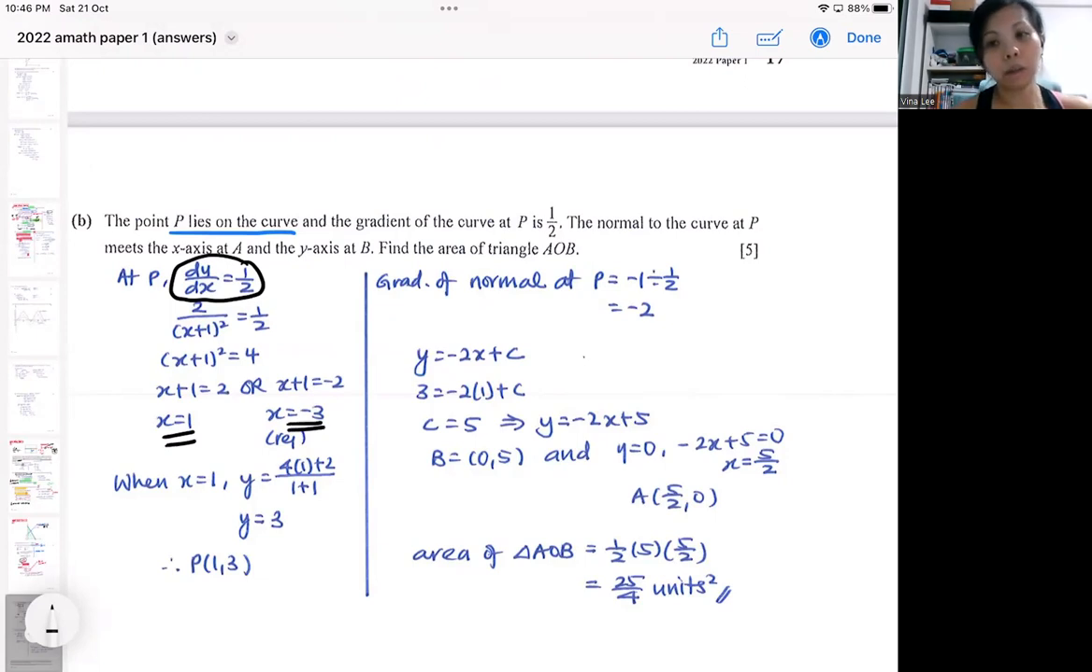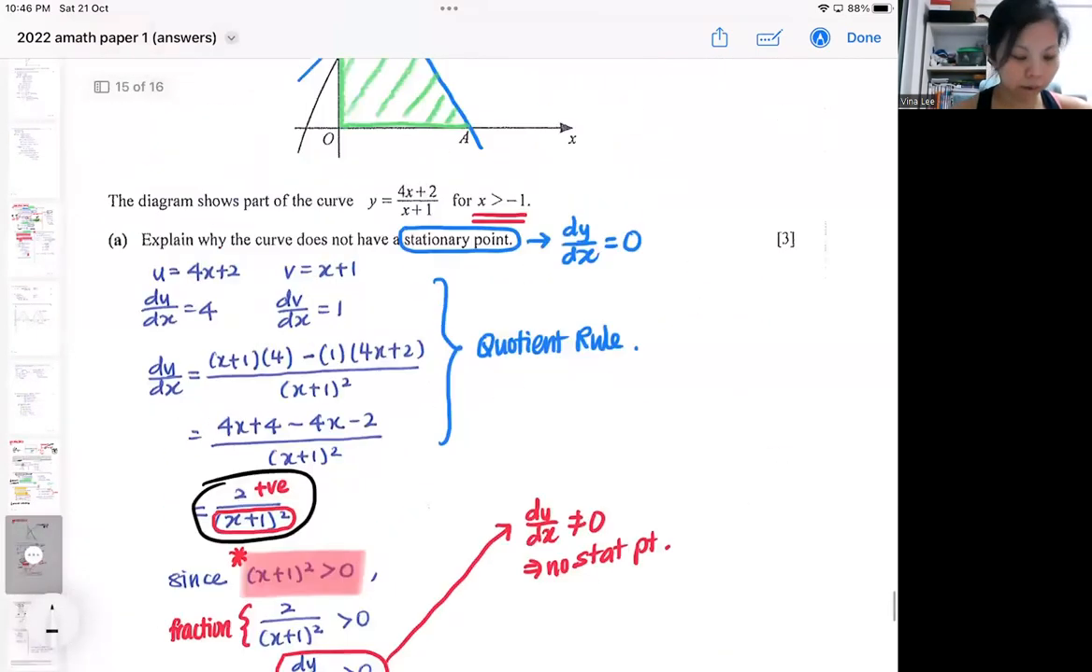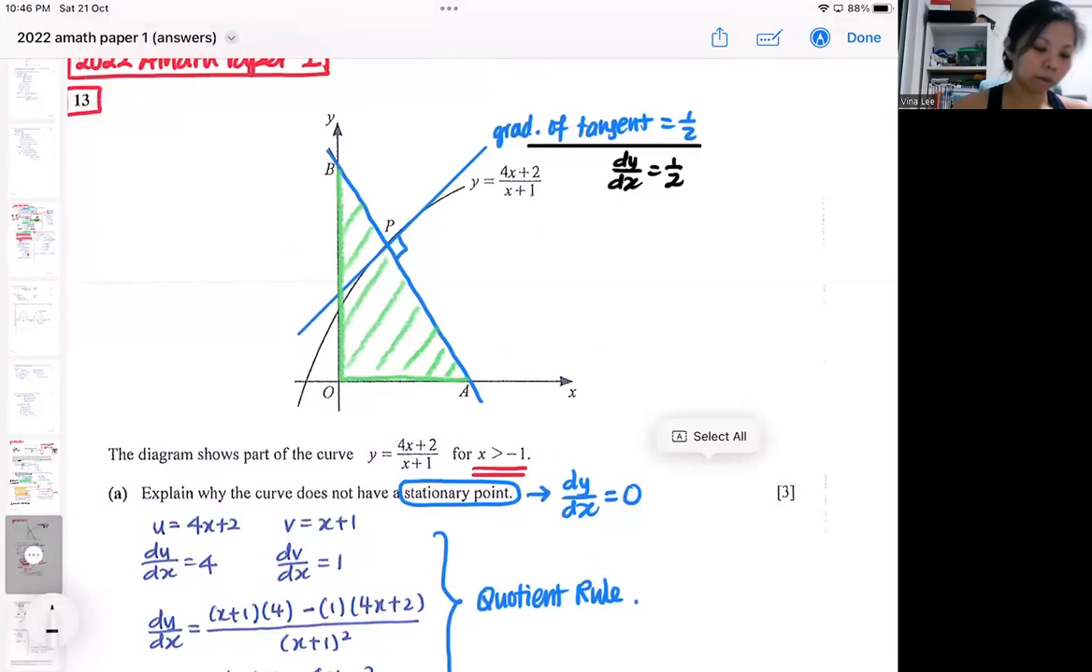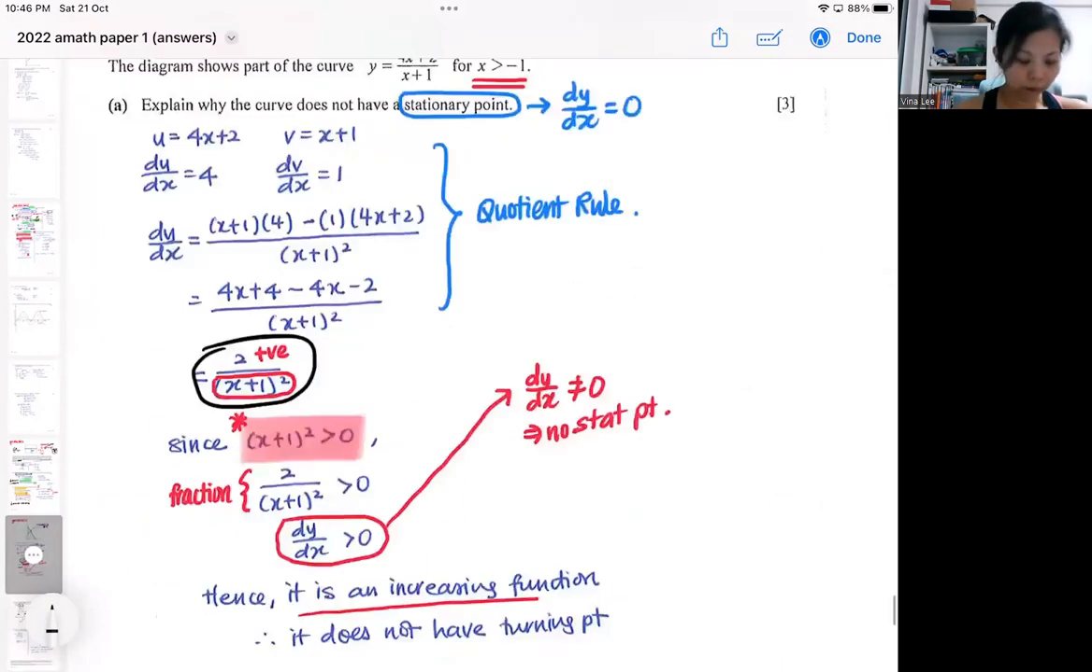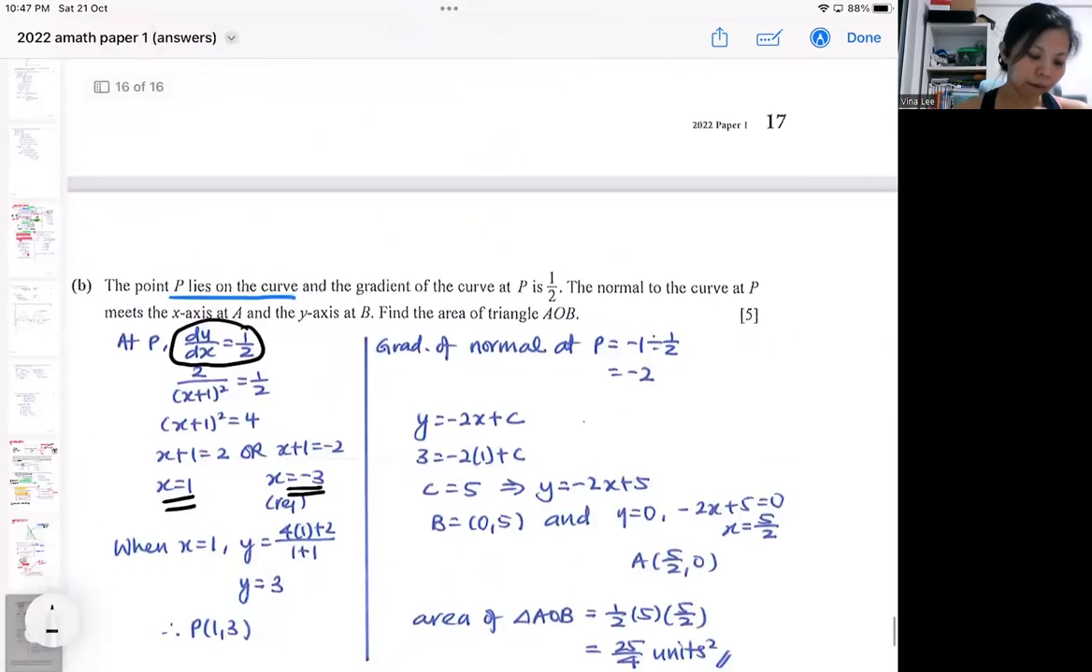Essentially you will get two x values if you set dy dx equal to half. You take the one that is positive, and put it back into the curve equation. Don't put it back into dy dx. This is the curve equation, and you will get the coordinates of P.